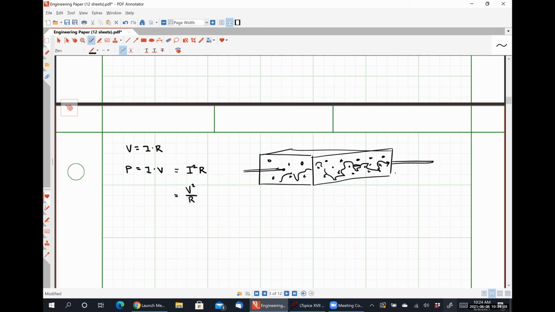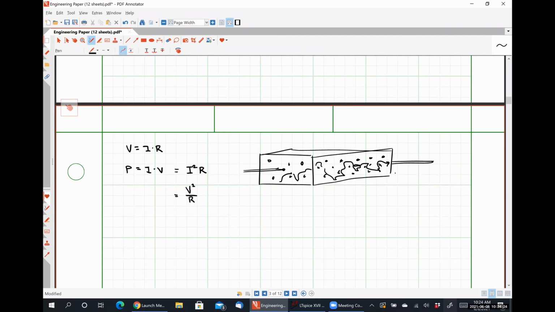So a resistor, all it really does is converts electrical energy into heat. It can never store energy because it has no means by which to store it, which means it can never supply energy either. All it can ever do is convert electrical energy into heat.